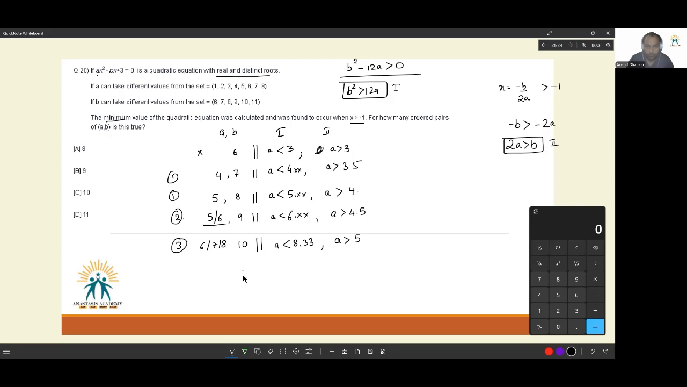Okay. Finally, B is 11. So A has to be less than 121 by 12. 121 by 12 is less than 10 point something something. Great. And here A has to be greater than 5.5. So again, we'll have 6 and 7 and 8. These are the possibilities. All the exhaustive number of cases have been listed. So we have 3 plus 3, 6, 6 plus 2, 8, 8 plus 2, 10. The correct answer to the question is 10.